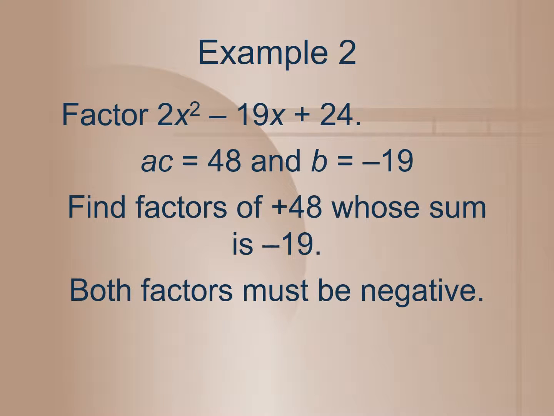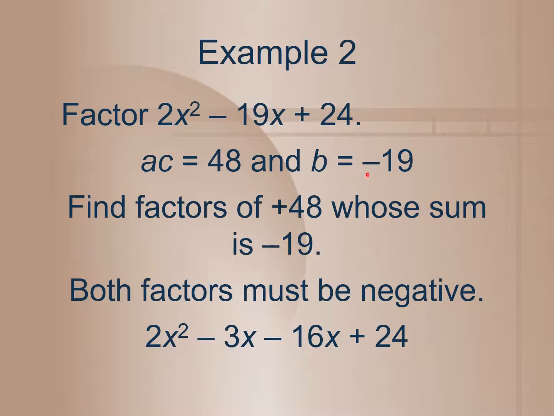Both of my factors have to be negative because the product is positive. To get a sum that's negative but a product that's positive, I have to have both factors negative. All right, so negative 16 and negative 3 multiply to 48, but add up to negative 19. So negative 3 and negative 16 are my factors.